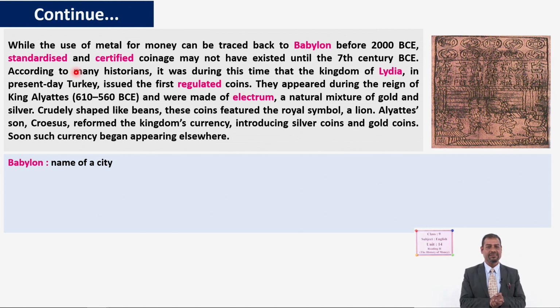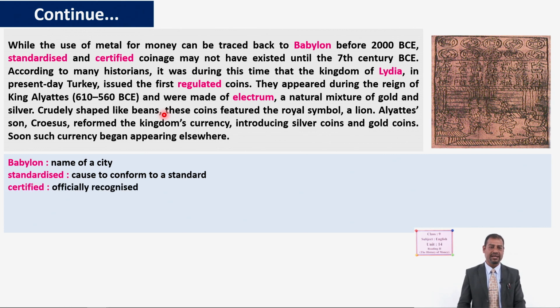Then what does it mean? You just make a guess. All right, you are very near to the meaning. Standardized means cause to conform to a standard, okay. So you have to write it down in your notebook also. Next we have the word certified. So what does it mean? Have you got the meaning? Okay, don't worry, I am here to support you. Certified means officially recognized, value given by the office, okay, an authoritative office, an authorized office.